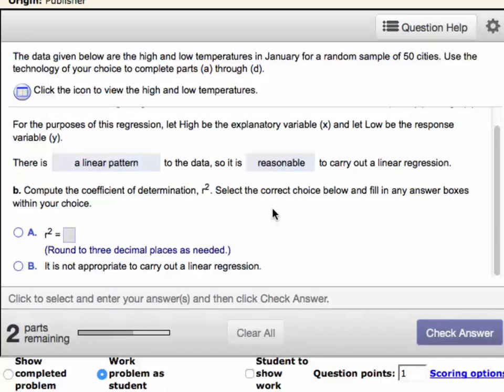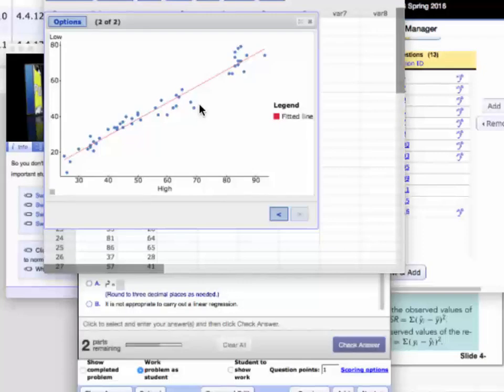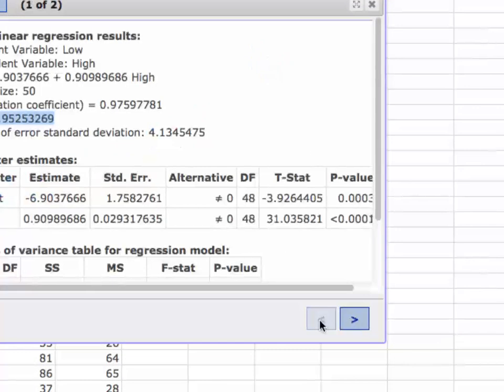High value of R squared. Okay? And we got how many decimal places? 3. Did anyone copy down what it was? So then you can go, the left arrow takes you back.